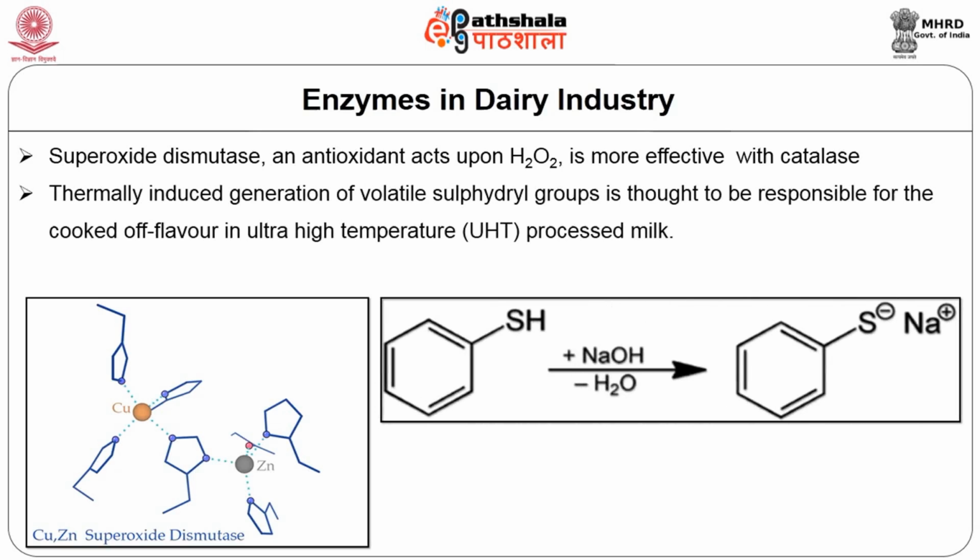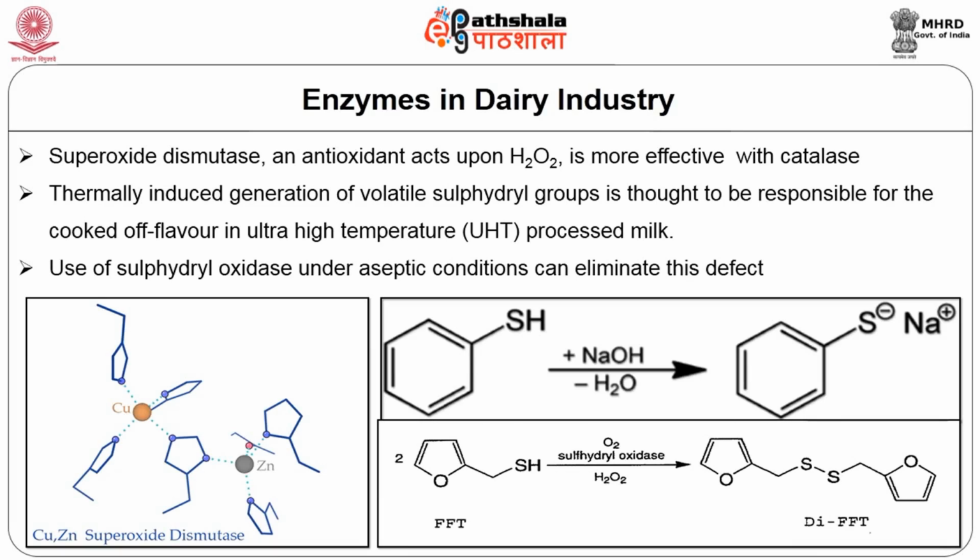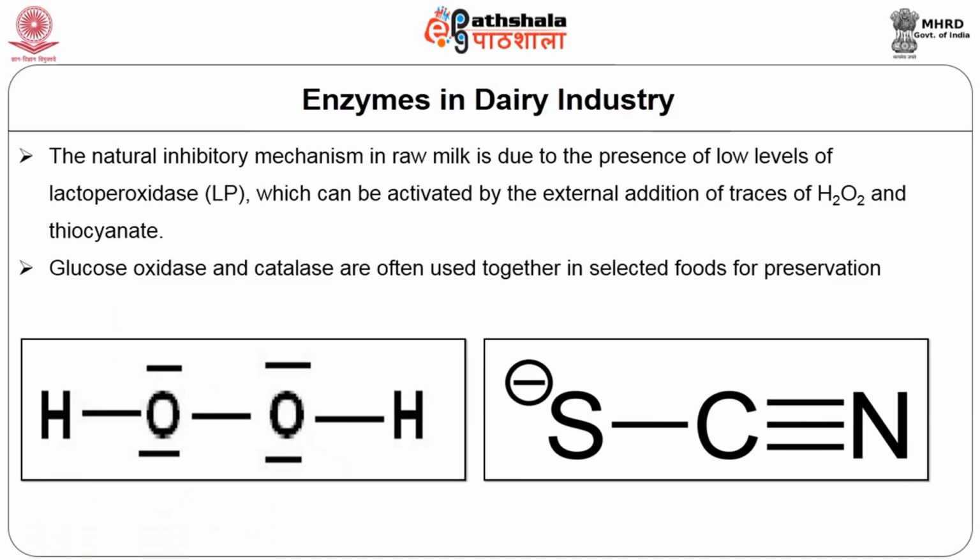Thermally induced generation of volatile sulfhydryl groups is thought to be responsible for the cooked off flavor in ultra high temperature processed milk. Use of sulfhydryl oxidase under aseptic conditions can eliminate this defect. The natural inhibitory mechanism in raw milk is due to the presence of low levels of lactoperoxidase, which can be activated by the external addition of traces of hydrogen peroxide and thiocyanate.